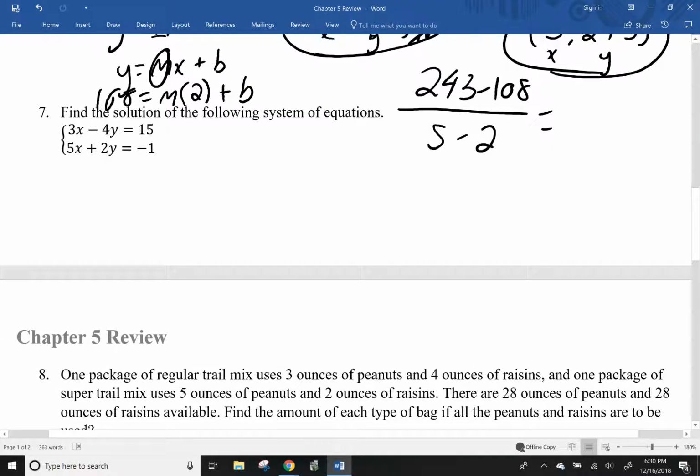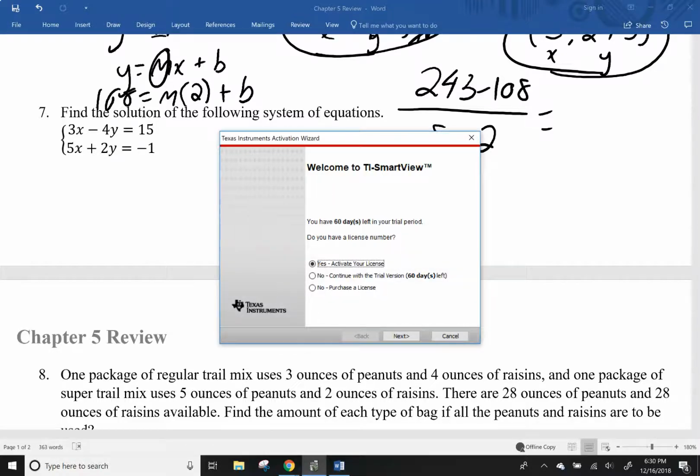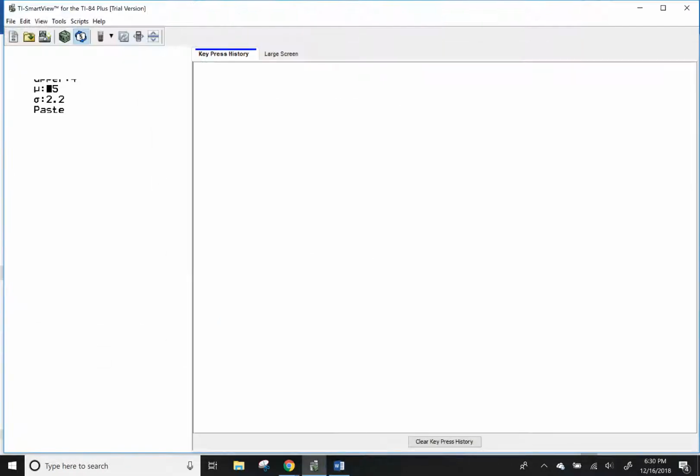Number 7, I'm going to go ahead and just straight up use my calculator. So let's boot this calculator up real quick. Yes, I know I am stealing. All right.